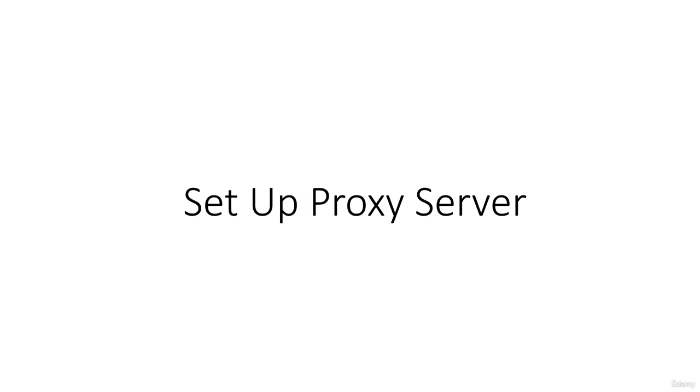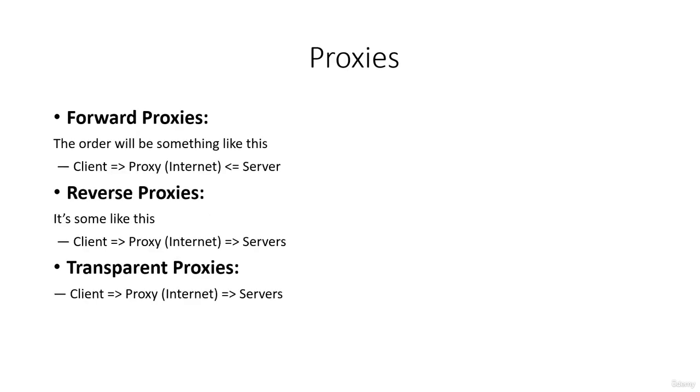So how does it actually work? There are a lot of proxies out there, so I am going to briefly explain the types of proxies and how they work. First, forward proxies. For this type, the client sends the request to the proxy, which fetches the response on its behalf. The client knows about the proxy, but the server doesn't know about the proxy at all. The order will be something like this: client to proxy and then server.